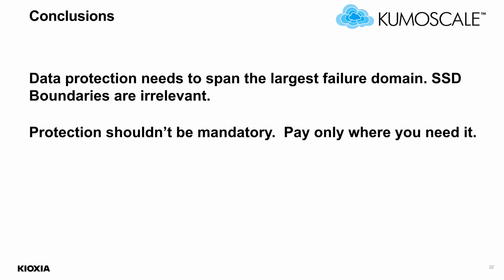So in conclusion, a couple of things to worry about when you choose a data protection scheme. First, it needs to span the largest failure domain you have, and SSD boundaries won't be it generally. And protection shouldn't be mandatory. You want to pay only where you need it, as a smaller and smaller fraction of data represents the primary copy, the less and less tenable one-size-fits-all data protection is. And with that, I will turn things back over to Mike.